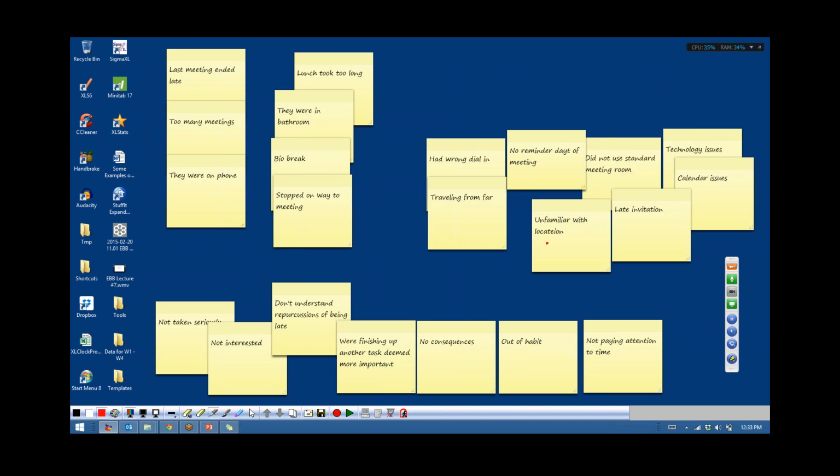So let's go through. Gina, where would you like to put your four dots? I would like to put one dot on the last meeting ended late. Okay. Too many meetings would be my next dot. And then I just had, we're finishing up another task deemed more important. Okay. And my fourth should go with last meeting ended late. Okay, got it. Now let's go through this pretty quickly.